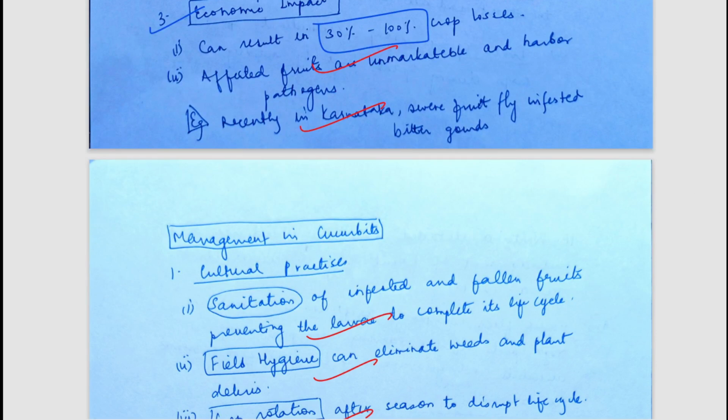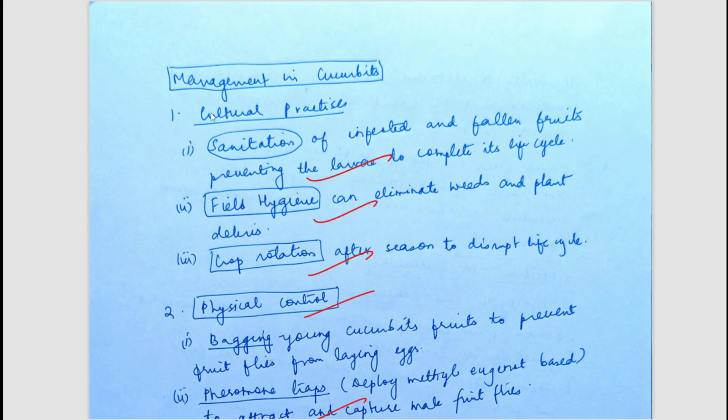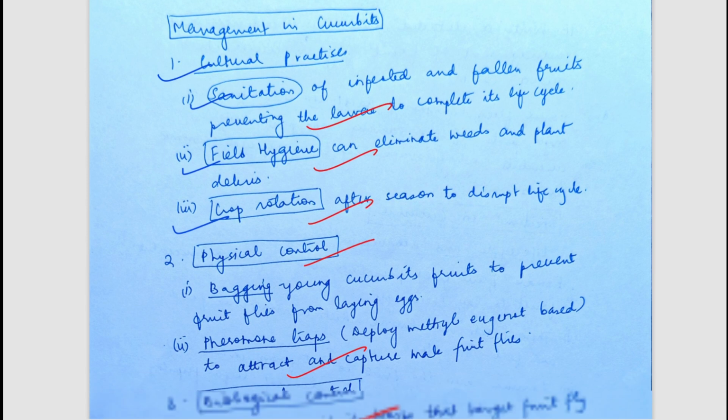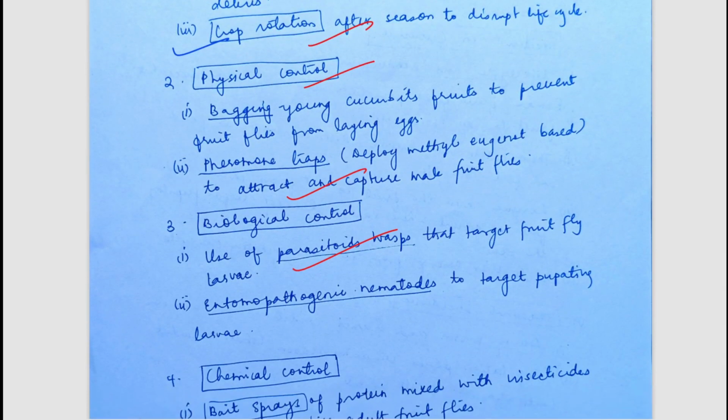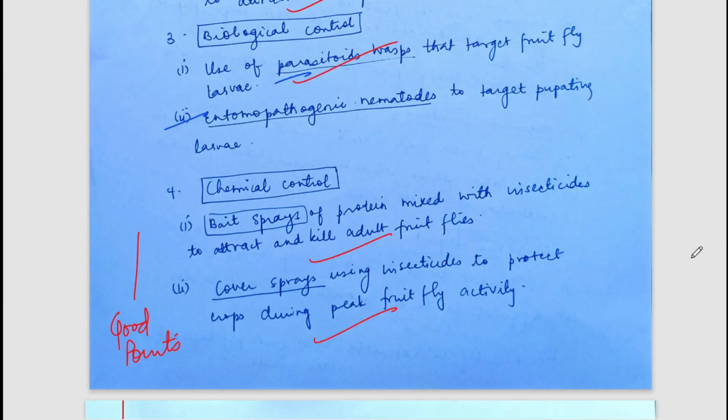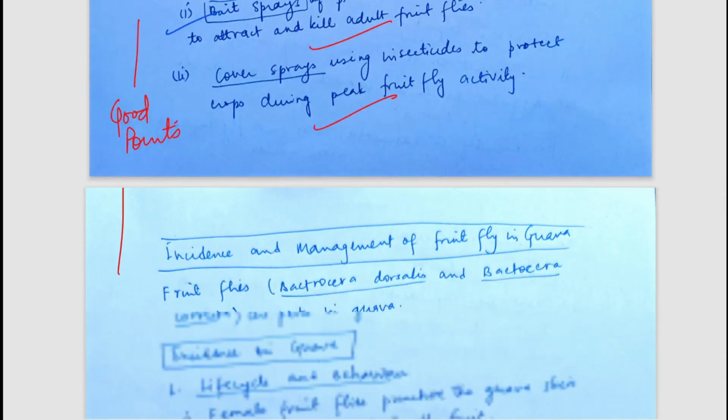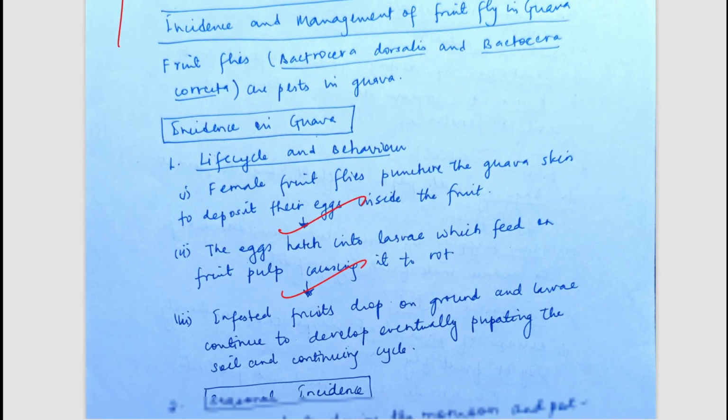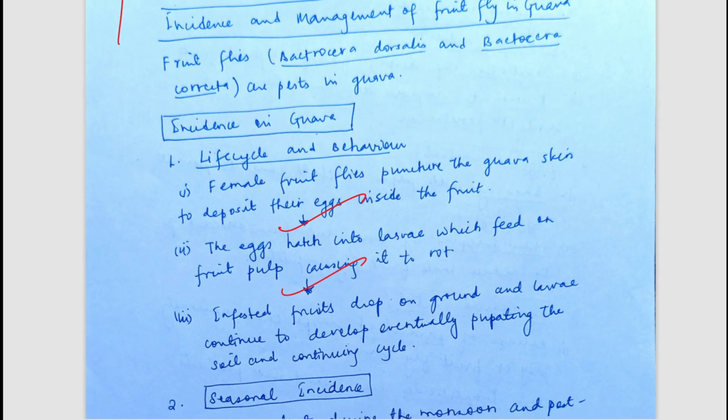Now, how can you manage these in cucurbits? Obviously, we can use cultural practices such as sanitation, hygienic fields, crop rotation. We can do physical control by bagging and pheromone traps, biological control by use of parasitoids and entomopathogenic nematodes, and chemical control by using bait sprays or other chemical sprays. So, a well-written answer. Management in guava has also been mentioned. The incidence has been mentioned, with similar life cycle and behavior. The student has used a similar structure, and it looks good also.